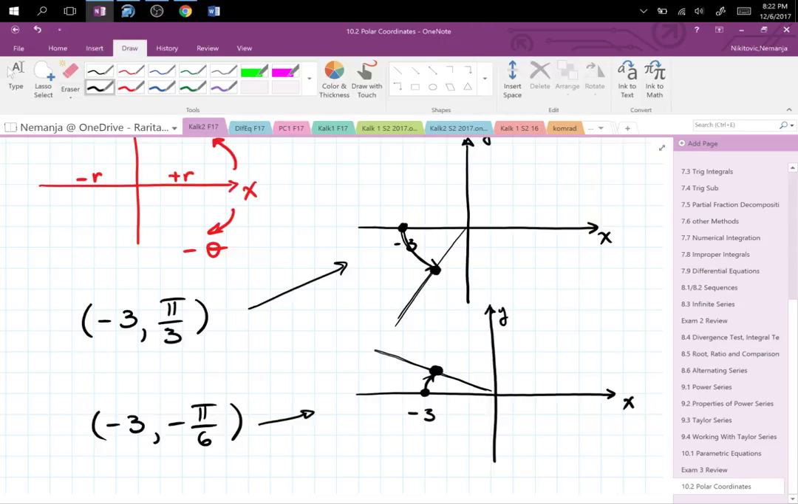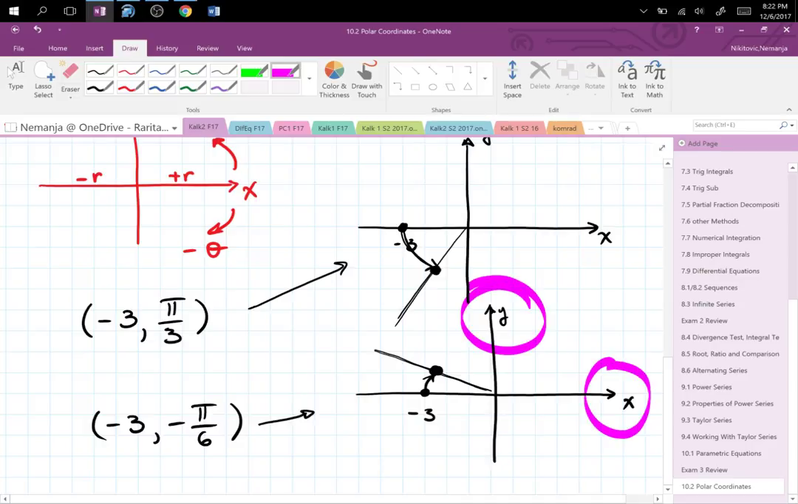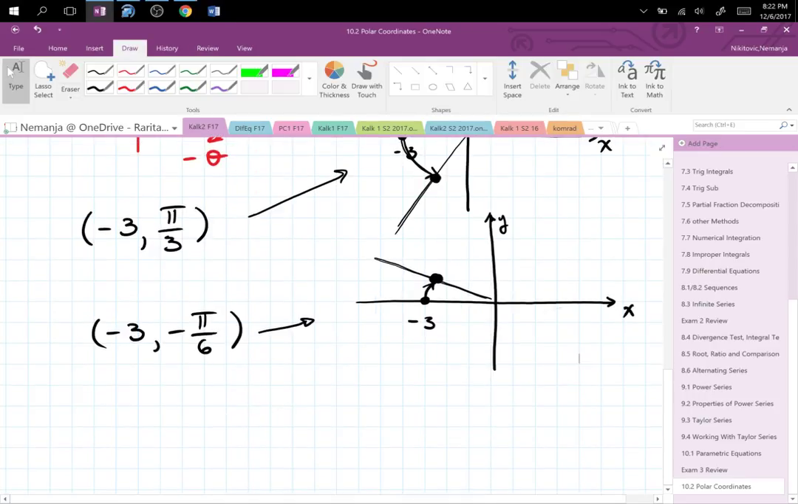Now, if you use your eyes, you will spot that this graph still has x and y as axes. That means this point that we just had has its xy equivalent, right? And our job is to figure out what that equivalent is.